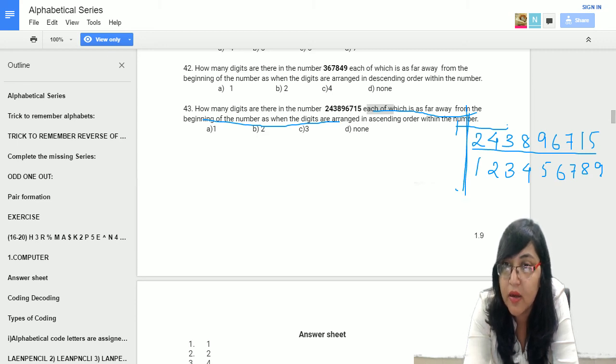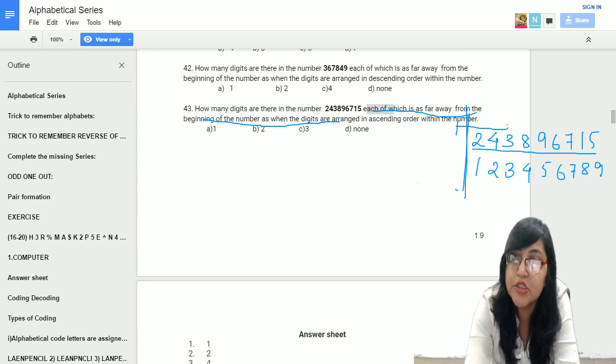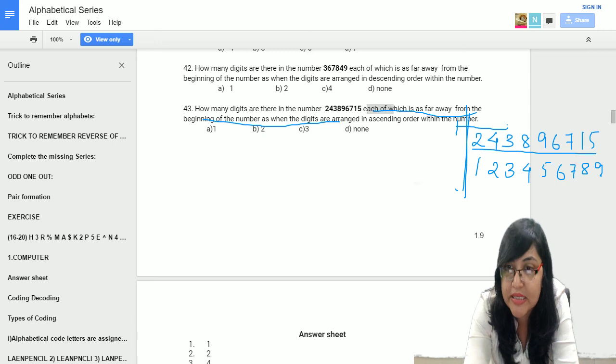So this is the beginning of the number. The distance must be the same even after arranging. The distance of individual digits must be the same even after arranging the number in ascending order. So what they want to say is even after arranging the number, the position of the digit must not change. The position of the digits must be the same.